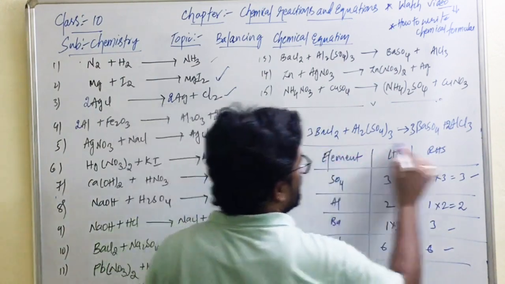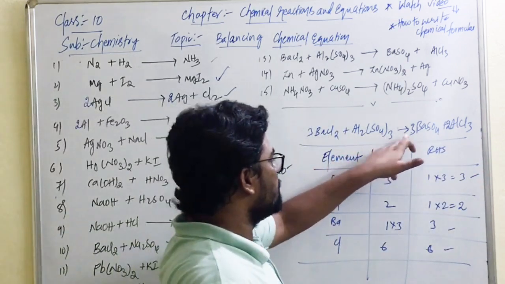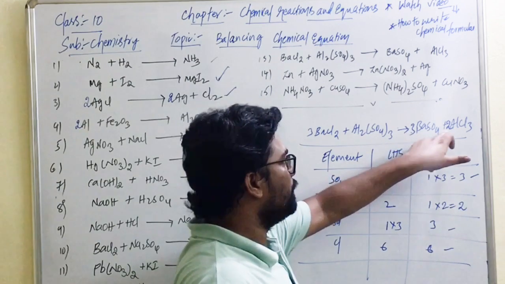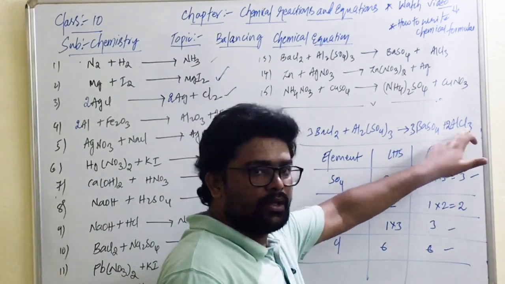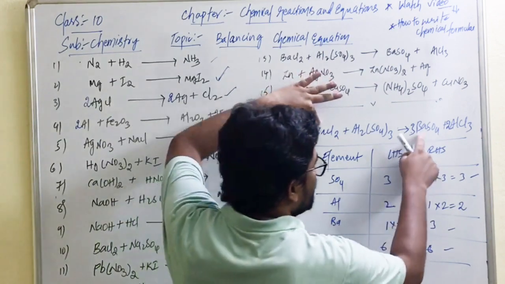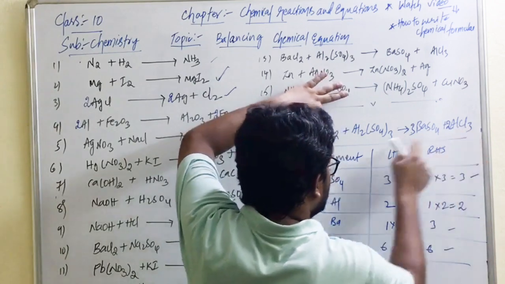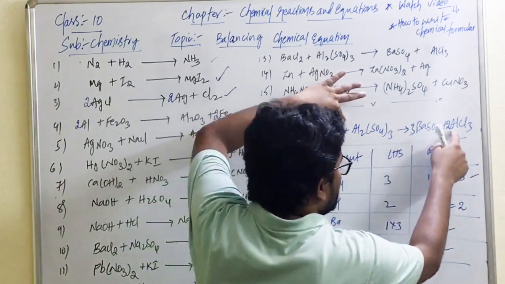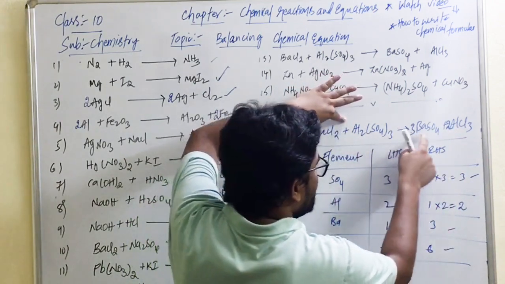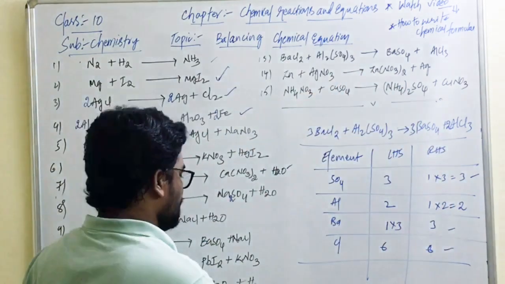Now balanced equation is 3BaCl2 plus Al2(SO4)3 gives rise to 3BaSO4 plus 2AlCl3. So पूरे balance करने के बाद you have to recheck. Barium 3 on the left hand side, 3 on the right hand side. Chlorine 6 on the left hand side, 2 3s are 6 on the right hand side. Aluminium 2 on the left hand side, 2 on the right hand side. Sulfate 3 on the left hand side, 3 on the right hand side. Is it clear? Now it's very easy for you all. Right. Next.